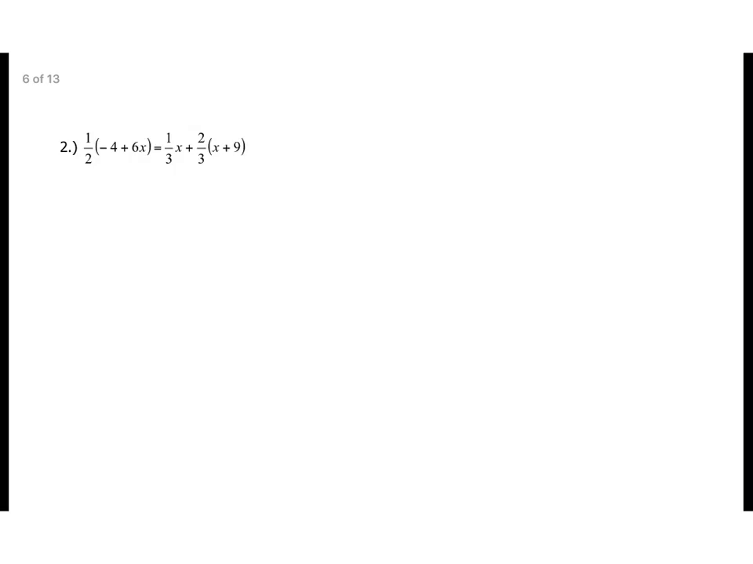So looking at our rules, the first thing that we do is we need to distribute. So 1/2 times negative 4. Half of negative 4 is negative 2. And 1/2 of positive 6x, so half of positive 6x is positive 3x, equals 1/3 x plus 2/3 times x is 2/3 x, and 2/3 times 9. What that means is 2 times 9, which is 18, divided by 3 is 6.